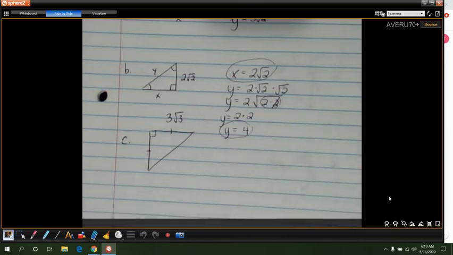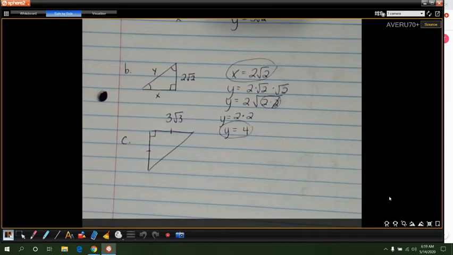Once you get really good at this pattern, you don't have to doubt yourself, and you don't have to do Pythagorean theorem to prove that this works. I can show you Pythagorean theorem and make sure you understand this works, and I'll do that in a different video. But this is the pattern that works for 45, 45, 90 triangles.